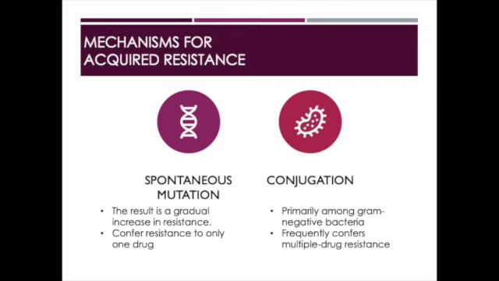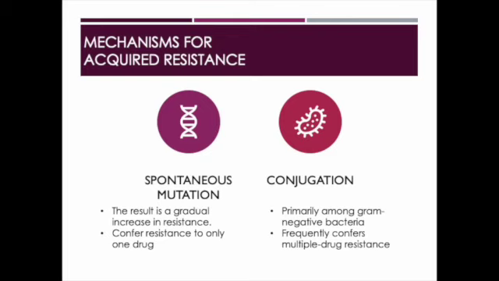This is random. It's a random change of the DNA of that bacteria or that microbe. What are we left with? A gradual increase in resistance. First, you might have a low-level resistance that develops. Then it continues to mutate, and with additional mutations, the resistance becomes stronger. So spontaneous mutation can confer resistance to only one drug.